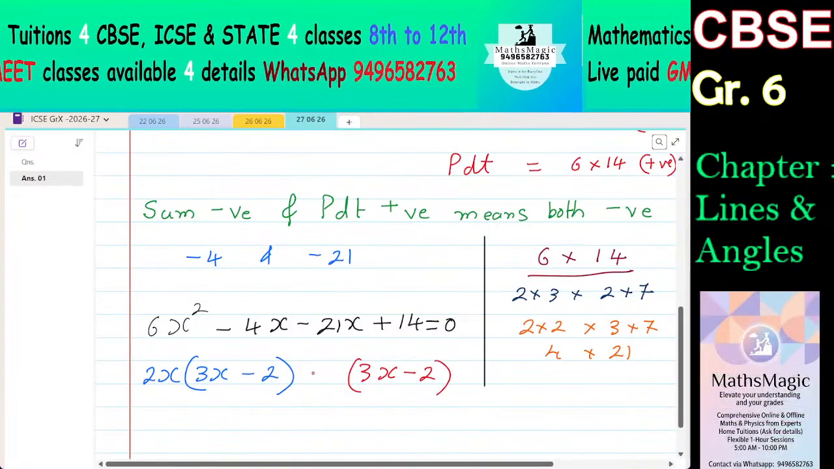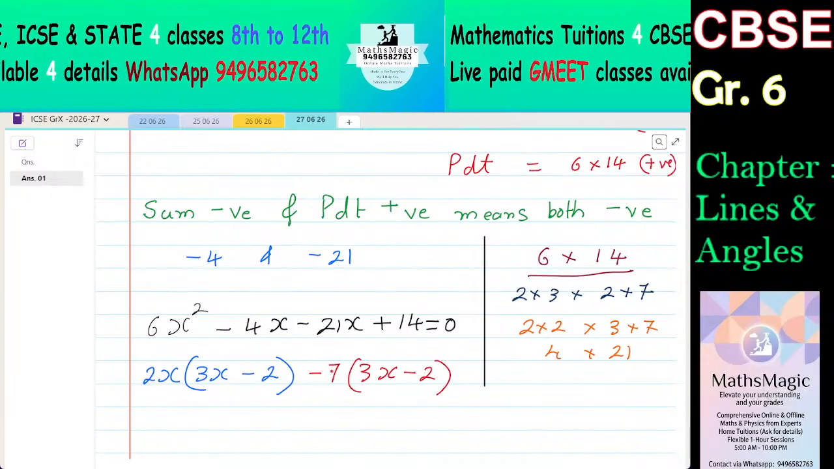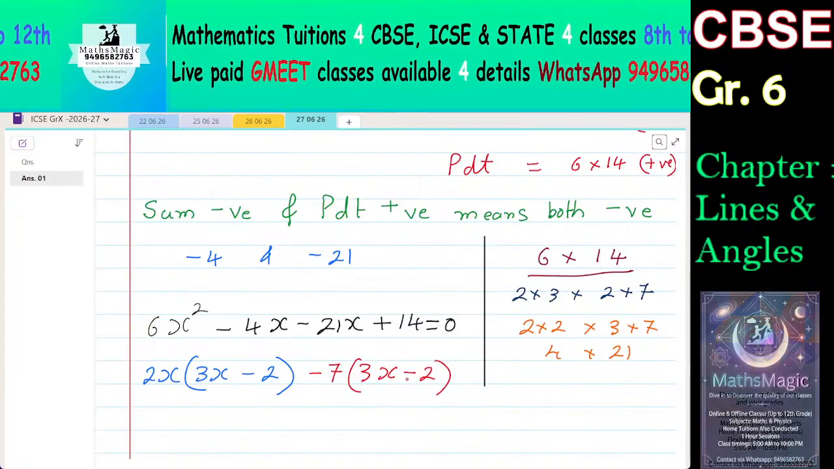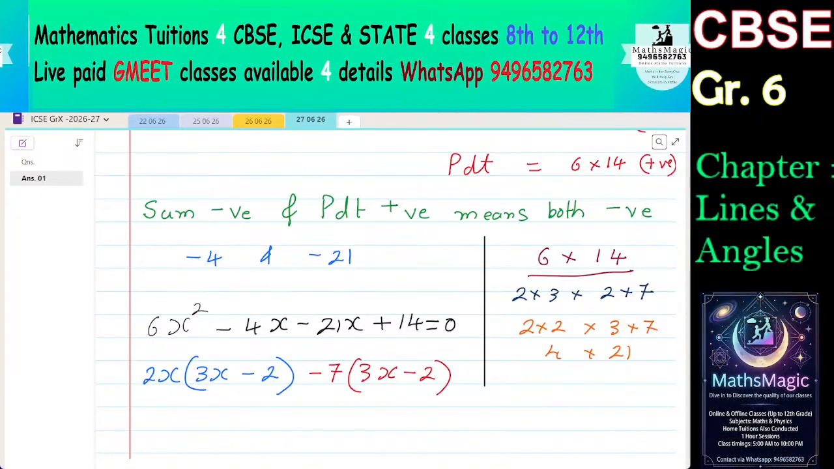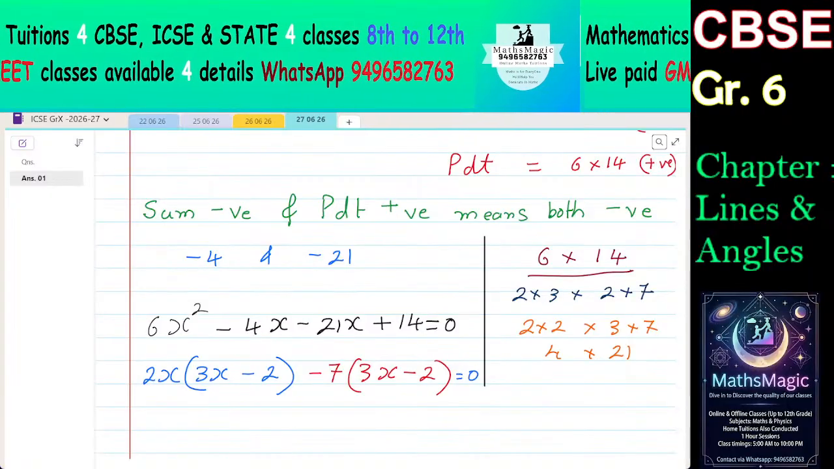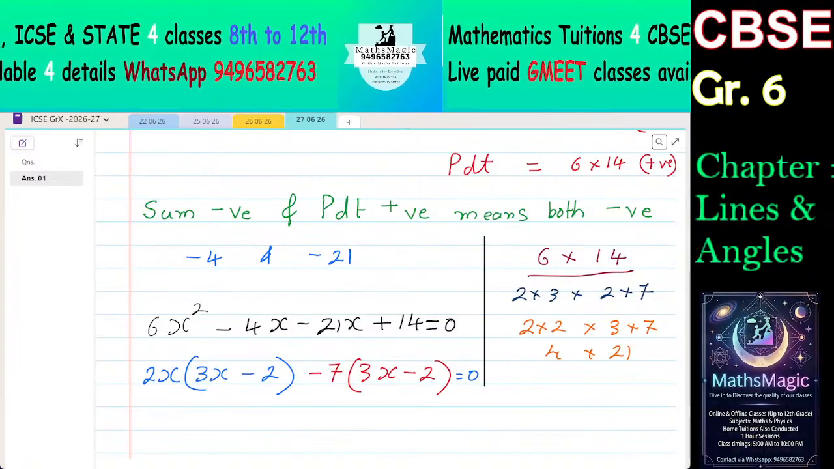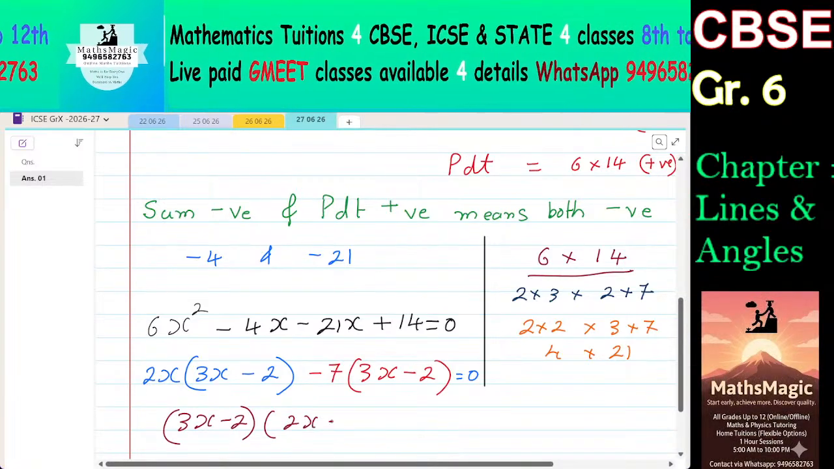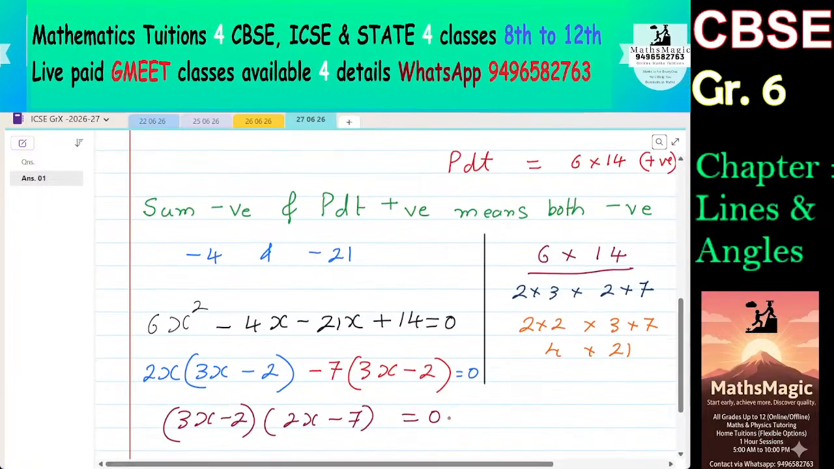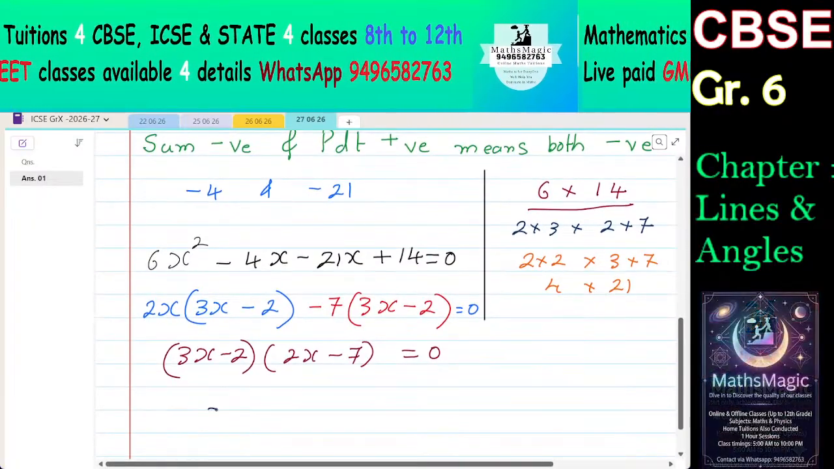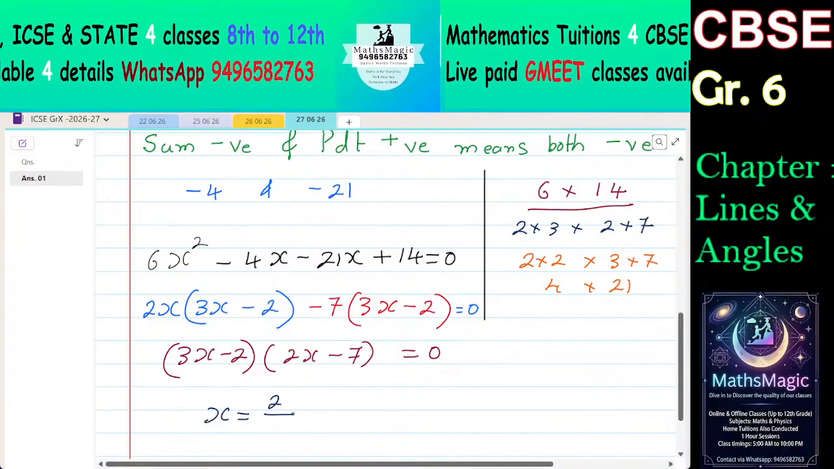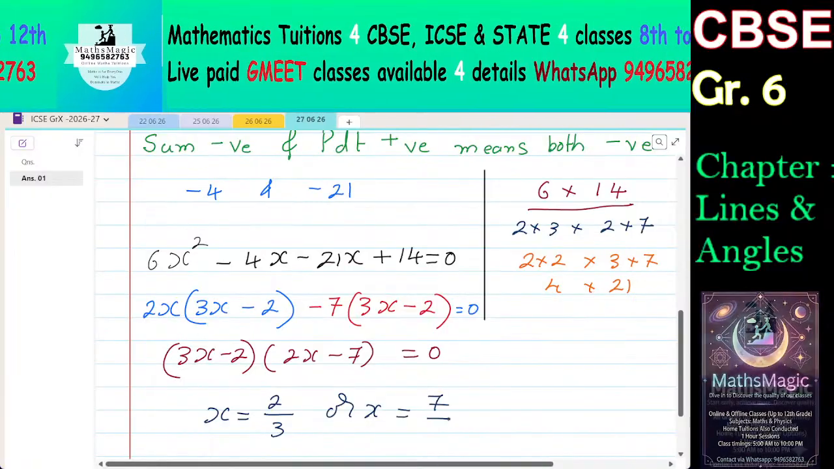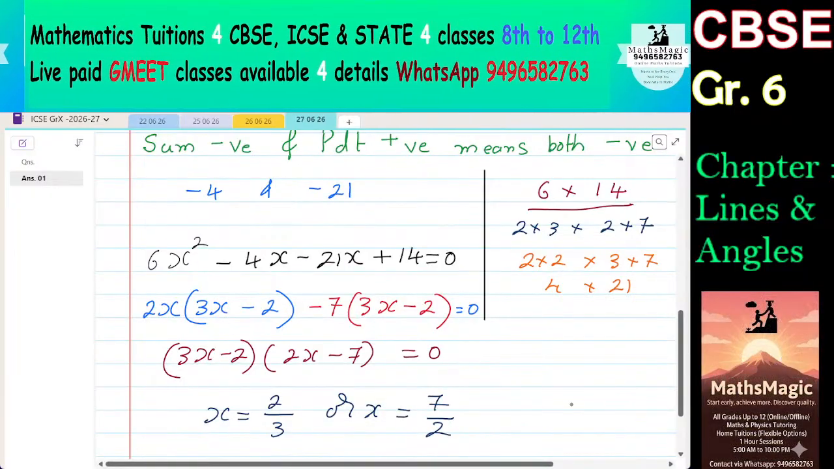So you need to take minus 7 outside. 7 times 3 is 21, and that is x. Minus 7 into minus 2 is 14, and that term, everything equal to 0. Now you can take that 3x minus 2 as a common term outside. You will get 2x minus 7, and you will get the solution as x equals 2 by 3 or x equals 7 by 2. Hope you have understood this thing.